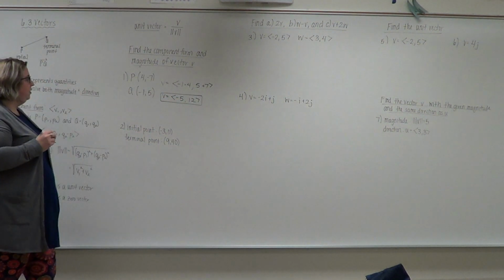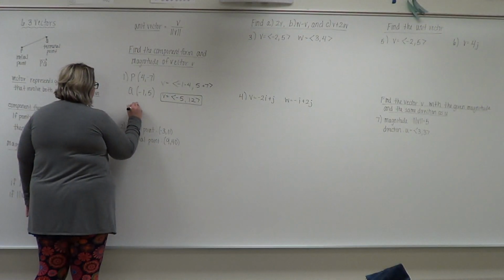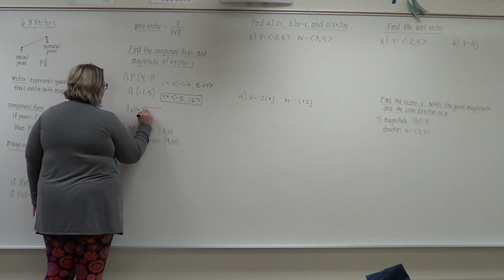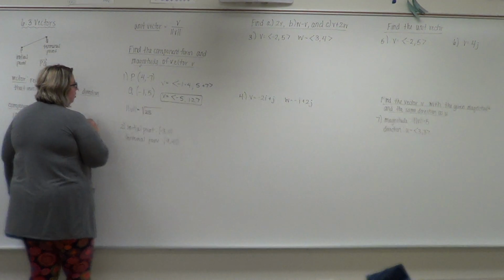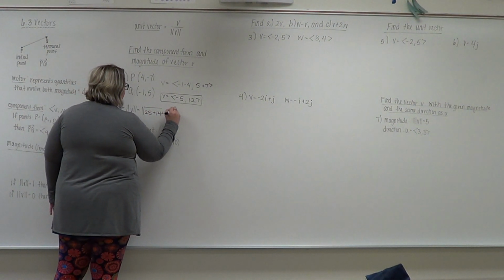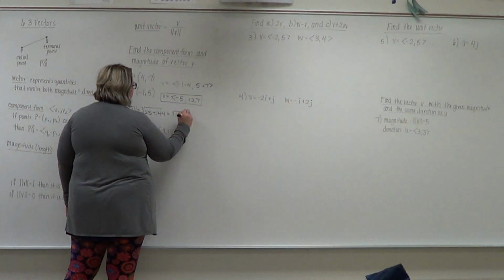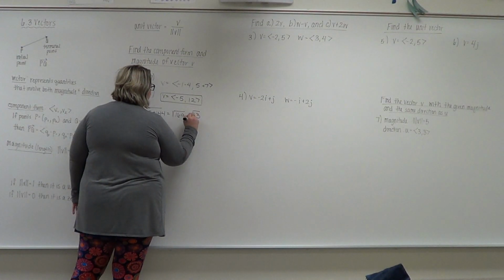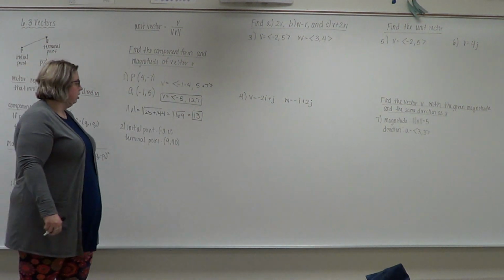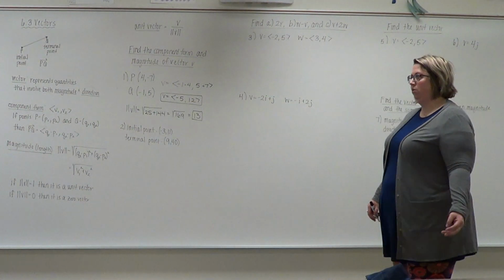Then to find the magnitude, since I already have it in vector form, it's the square root of each part squared. So -5 squared is 25. 12 squared is 144. So this would be the square root of 169, which is 13. If it's not perfect, then you do your factor tree and you break it down as much as you can. So that's component form and magnitude.